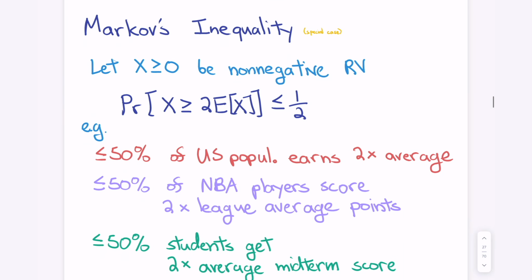Interlude for Markov's inequality, but we already did this a couple of times ago. At most half the population can make twice the average national income. At most half of the NBA players can score twice the league average points. Half the students can get twice the midterm average. Okay.